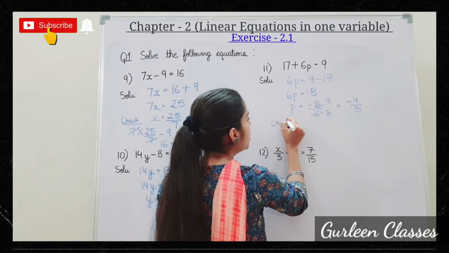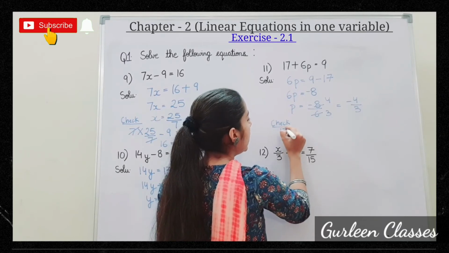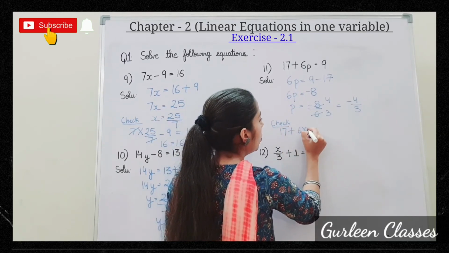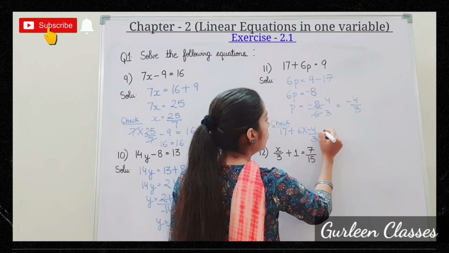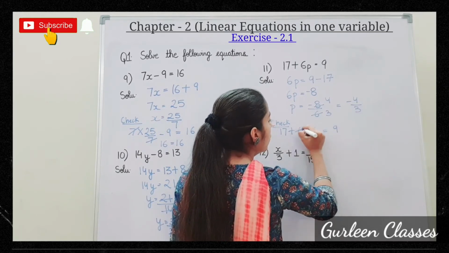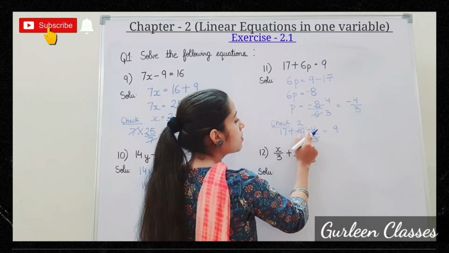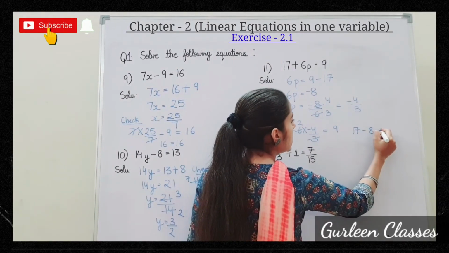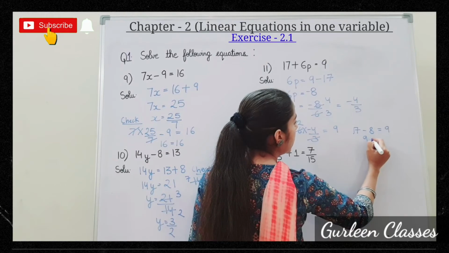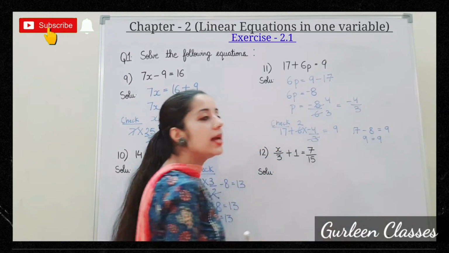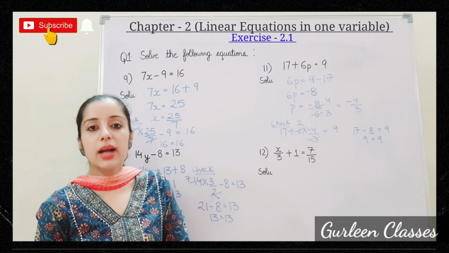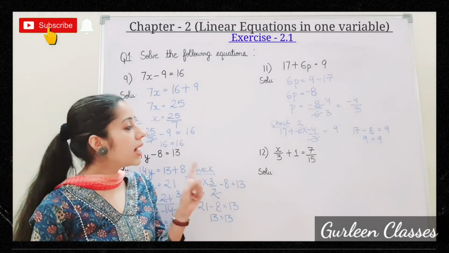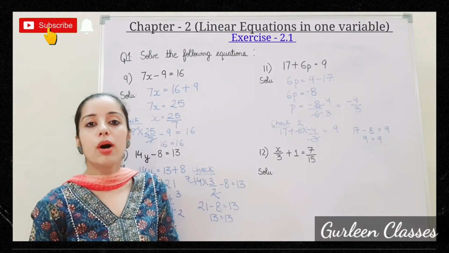So now let us check. 17 plus 6 into minus 4 upon 3 is equal to 9. 3 2s are 6, plus into minus is minus. 17 minus 8 is equal to 9. 9 is equal to 9. Hence verified.